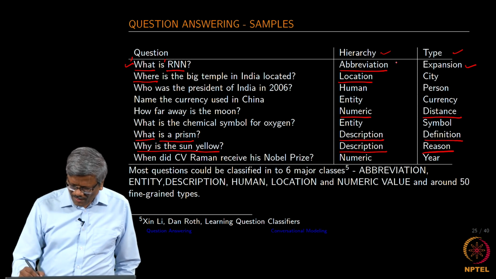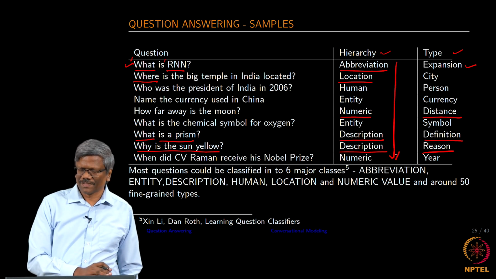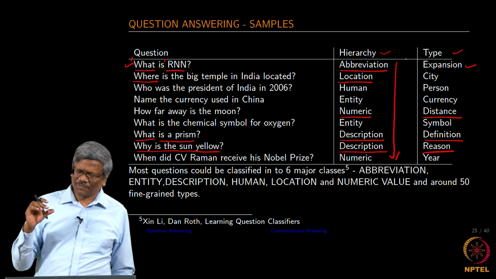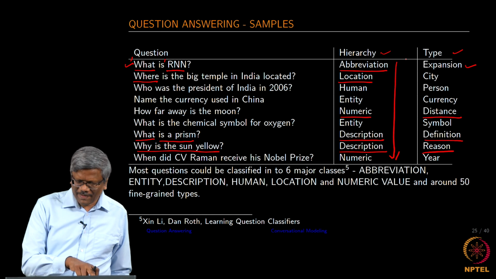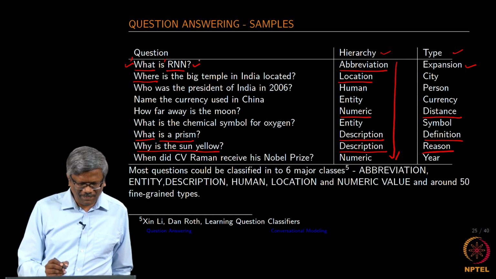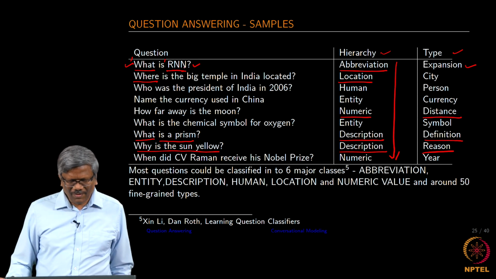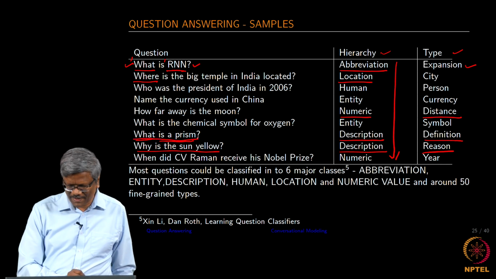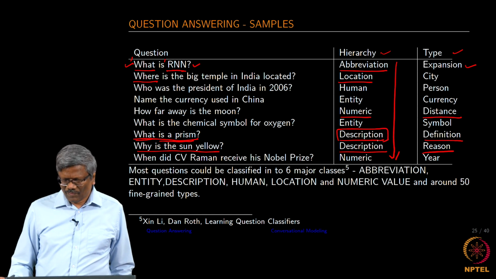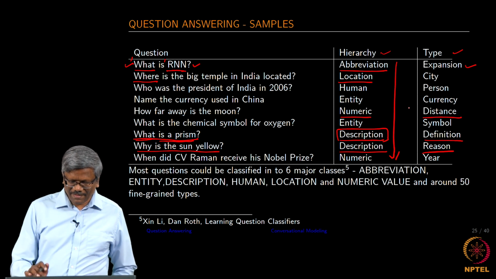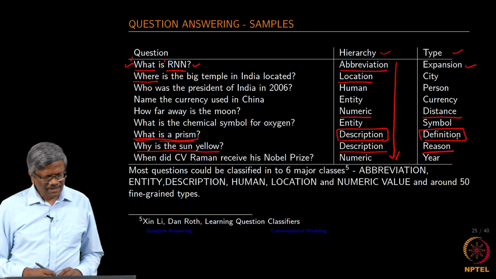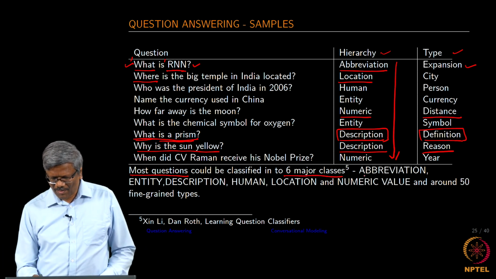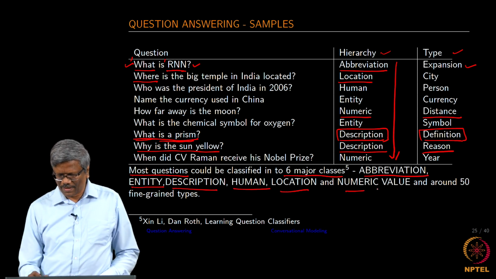So, we can create a set of hierarchy based on the question, and then use the hierarchy to fine tune or create finer details for each of the questions. Now if you look at RNN, it is very well known that it is a recurrent neural network. It is an abbreviation for the recurrent neural network, and we just have to provide the expansion. And if you go to this question, what is a prism? It is expected at the very high level, this is a hierarchy, and we need to provide the definition. You can classify most questions in 6 major classes such as this, okay, like abbreviation, entity, description, human, location, numeric value, and so on.